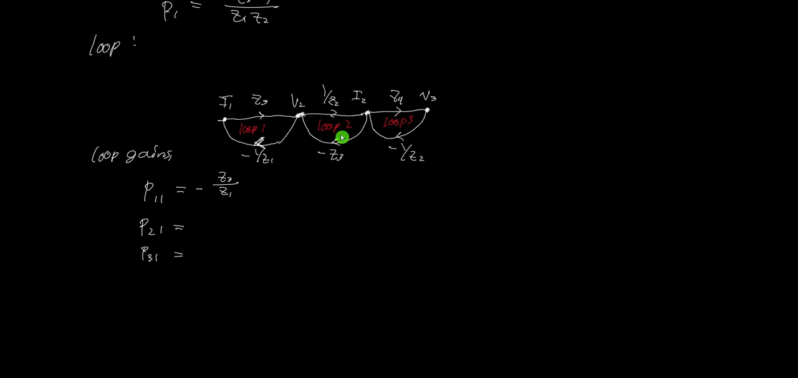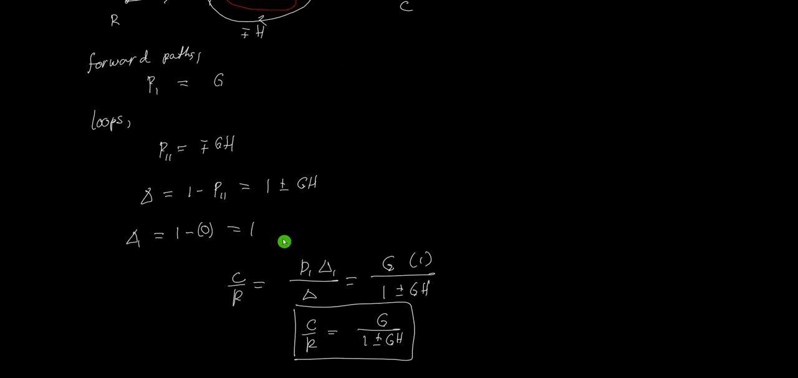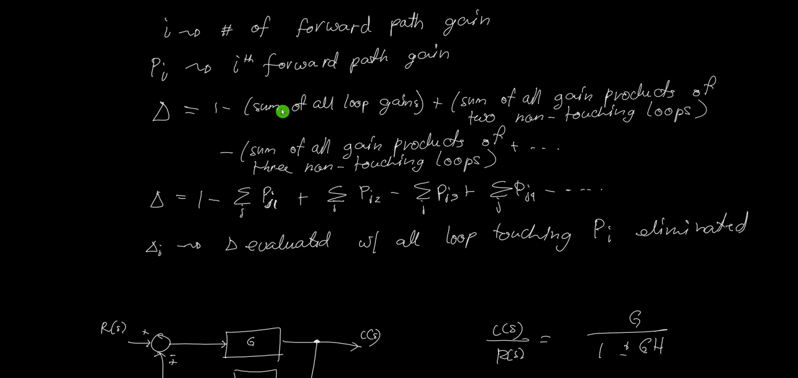Then for P21, for loop 2, the gain is 1 over Z2 times negative Z3. So this is negative Z3 all over Z2. And lastly, for P31, the third loop, we have Z4 times negative 1 over Z2. So this is negative Z4 over Z2. These are the loop gains. After solving the loop gains, the next thing is evaluating delta. Later on, we just take the sum of those gains.